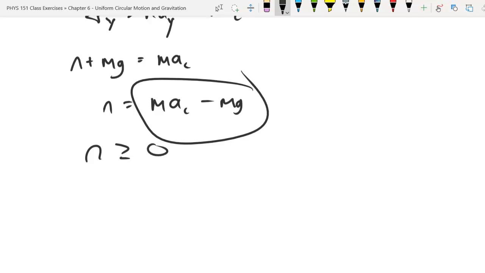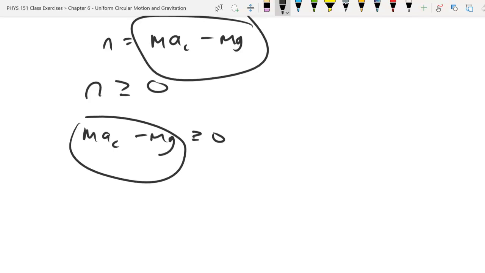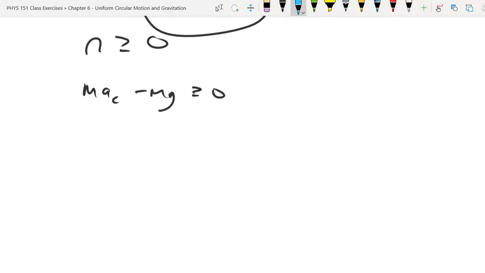But the normal force is this, right? So that means that the mass times centripetal acceleration minus the weight must also be greater than or equal to 0, right? Because this is the normal force, yes? Okay, so I have a mass in both of these. I can kind of factor that out. So I have mass times centripetal acceleration minus gravity must be greater than or equal to 0.